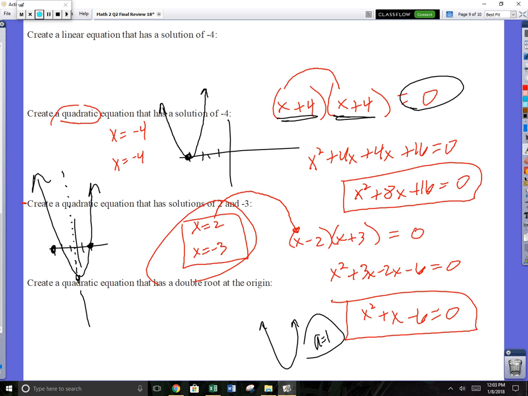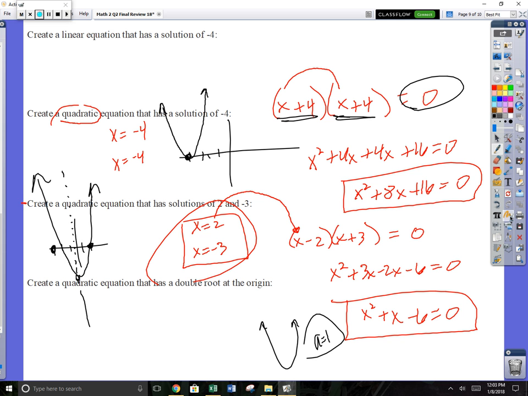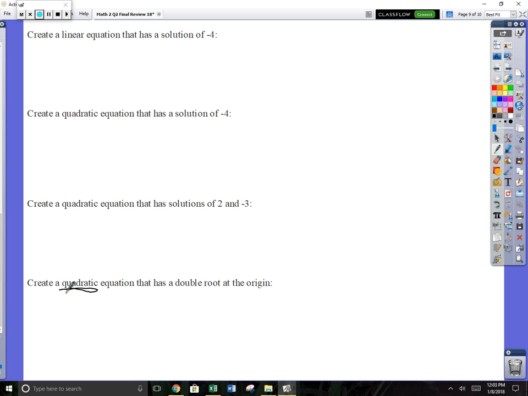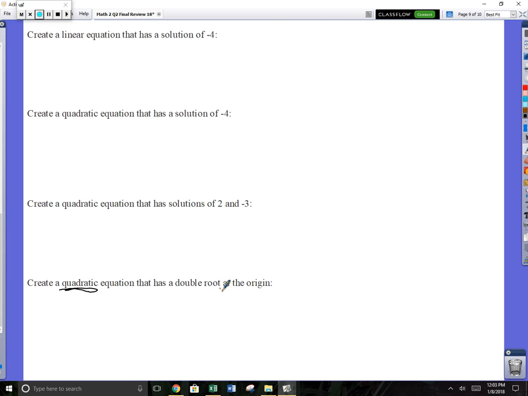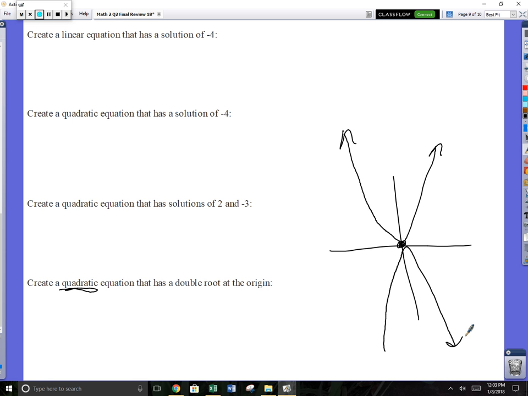Okay, the last one is kind of the same as the second one. So a quadratic equation that has a double root at the origin. So that means your vertex is at 0, 0. So it could look like that, or I guess it could look like that. But your solution is 0 twice. Every quadratic's gonna have two solutions. They can be the same thing. That's called the double root.